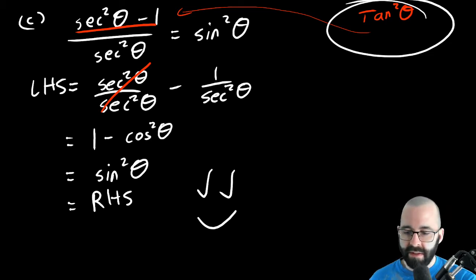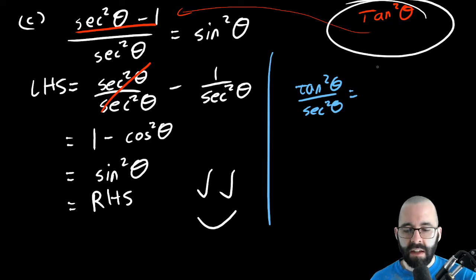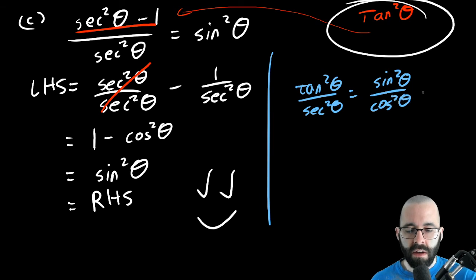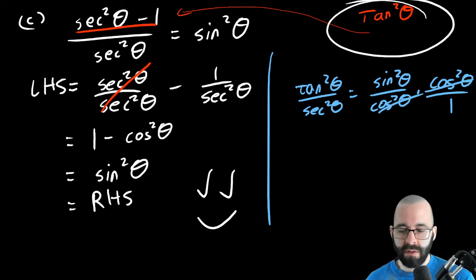Bunch of different ways of doing this. Real quickly, if we did the other way, we'd become tangent squared of theta over secant squared of theta. Tangent is sine over cosine. Dividing by secant is the same as multiplying by cosine. And you could get sine squared that way too. Let's do 2 more.